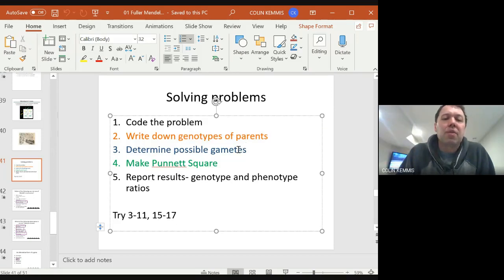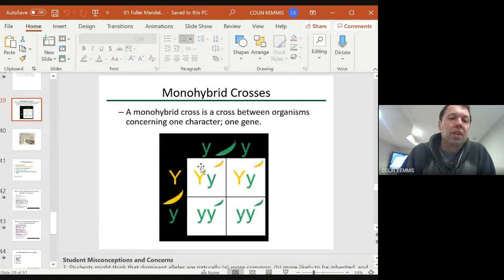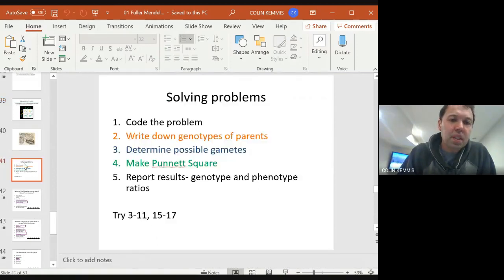Determine the possible gametes. For monohybrid crosses, this is pretty easy. You just go back and you put the two letters here. There's no additional step. For a dihybrid cross there will be an additional step, but just put the gametes here. Here's one, a little y. Here's one, little y, big Y. That's a gamete. Little y would be another gamete. And then do the cross.